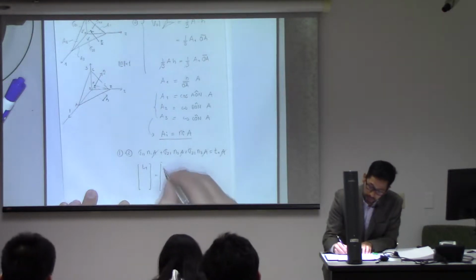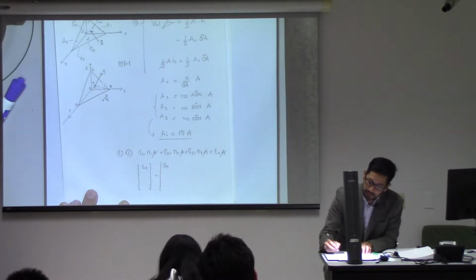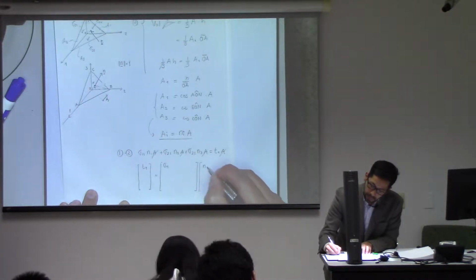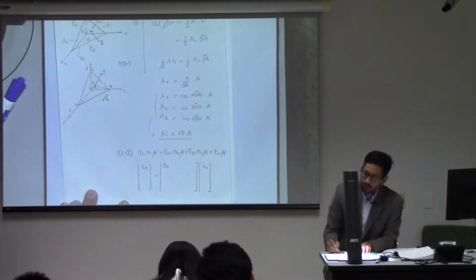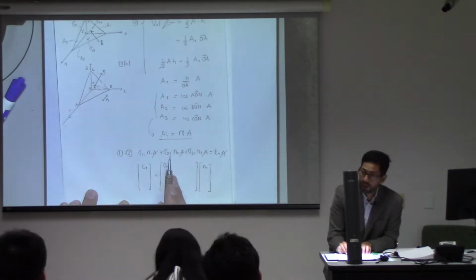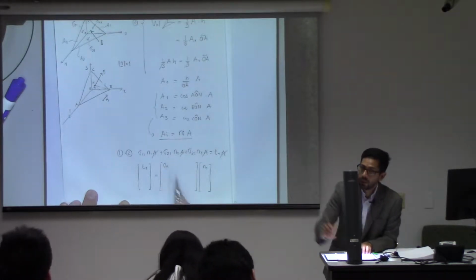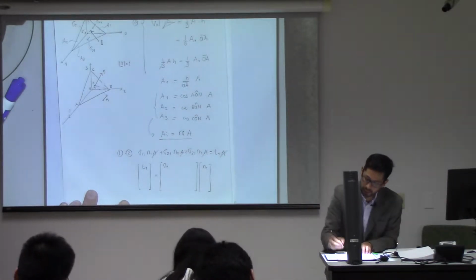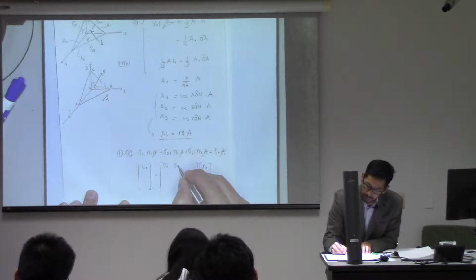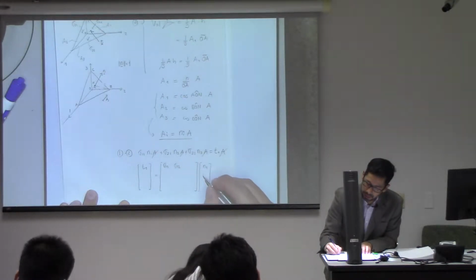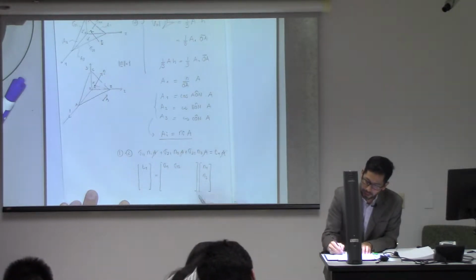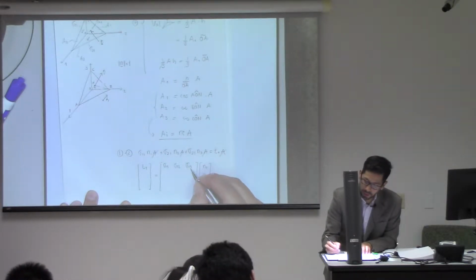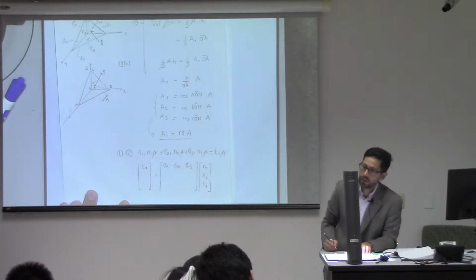Sigma 1,1 times N1, right? Plus sigma 2,1, but now let me use the symmetric property of the tensor. So it's going to be sigma 1,2 times N2. And again, I use the symmetric property of the tensor, sigma 1,3 times N3.